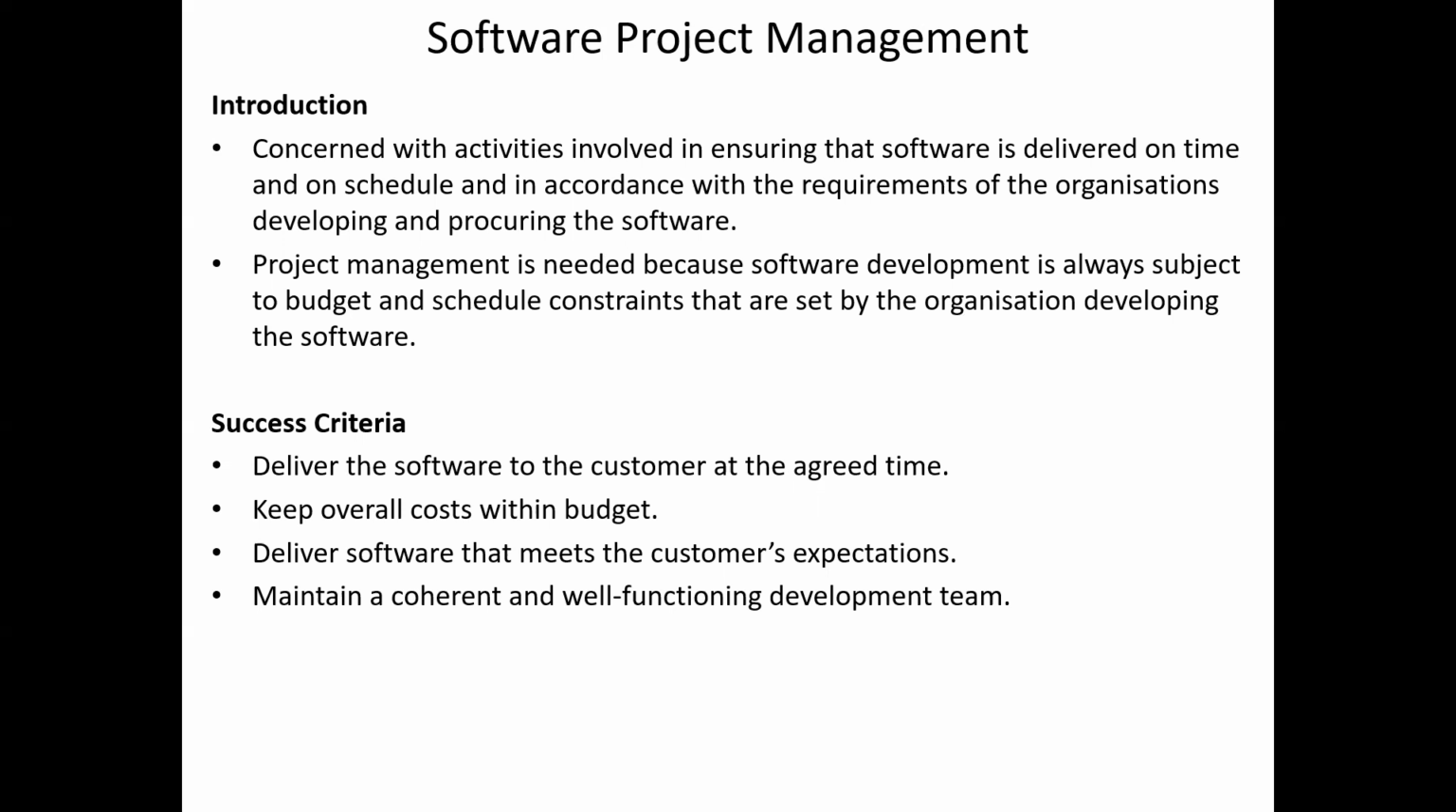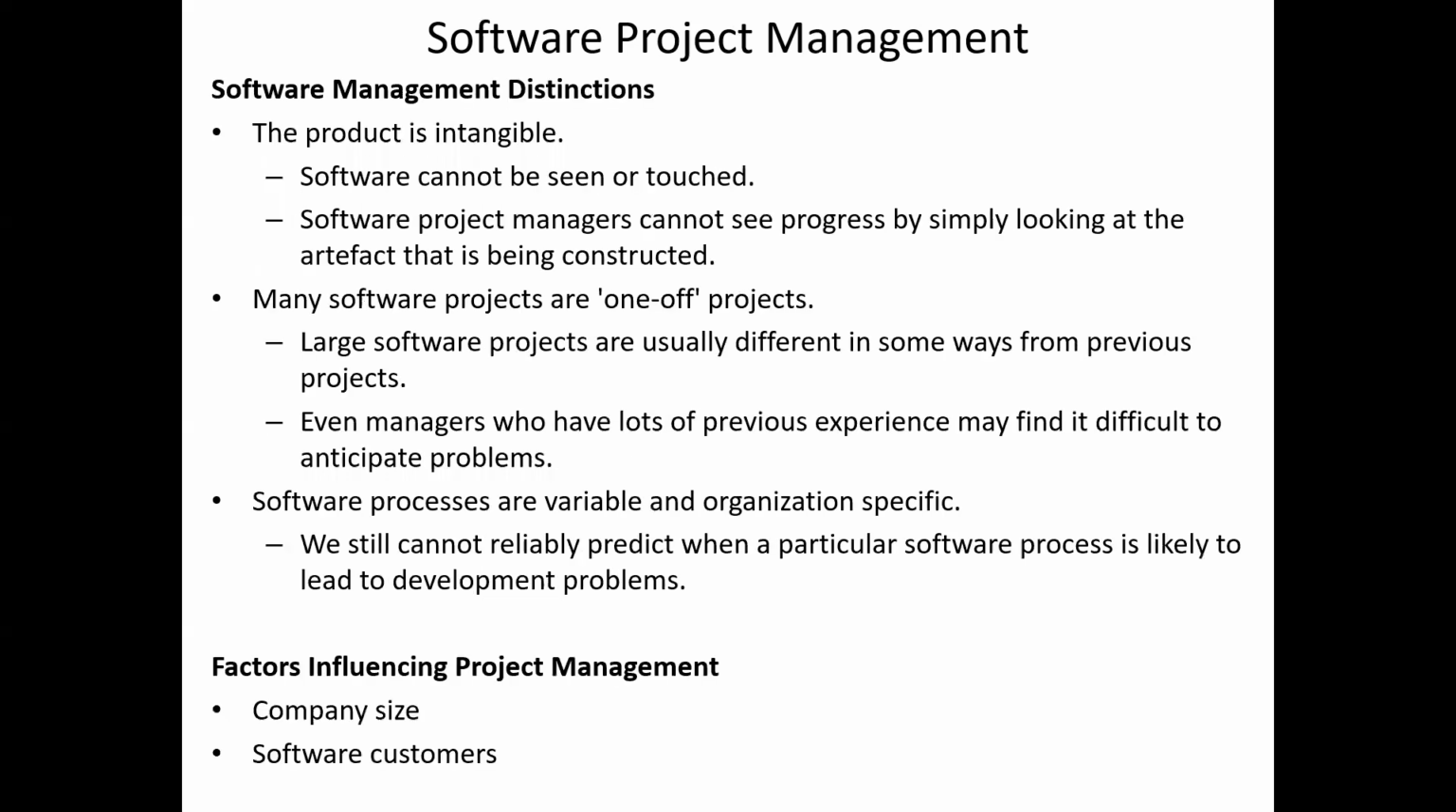So the success criteria for SPM, that is software project management, are to deliver the software to the customer at the agreed time, keep overall cost within budget, deliver software that meets the customer's expectations, and maintain a coherent and well functioning development team as well. So, software project management distinctions: a product is intangible, many software projects are one-off projects, and software processes are variable and organization specific.